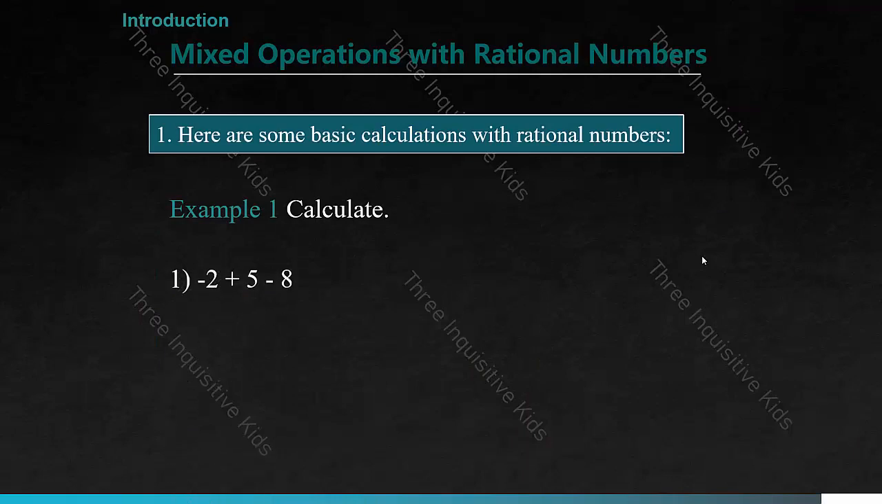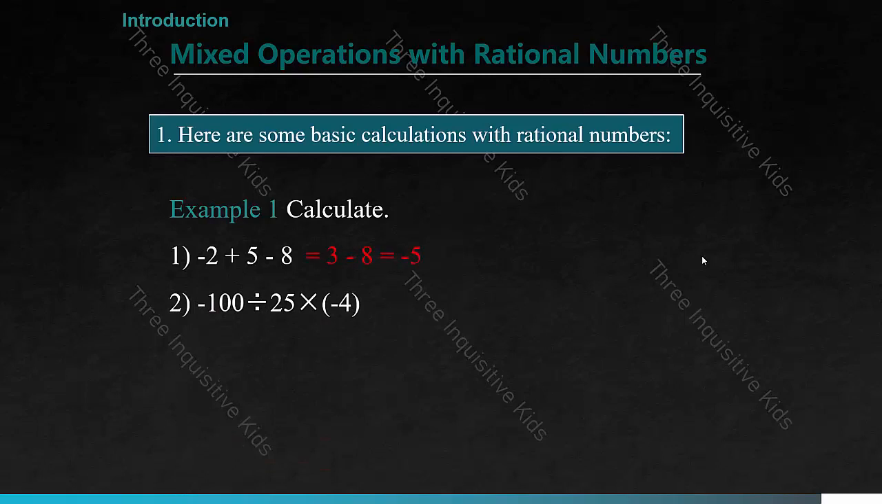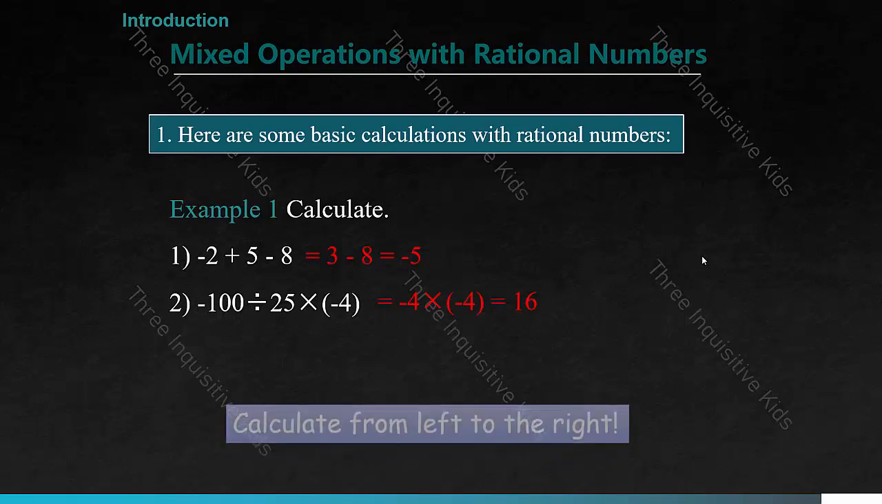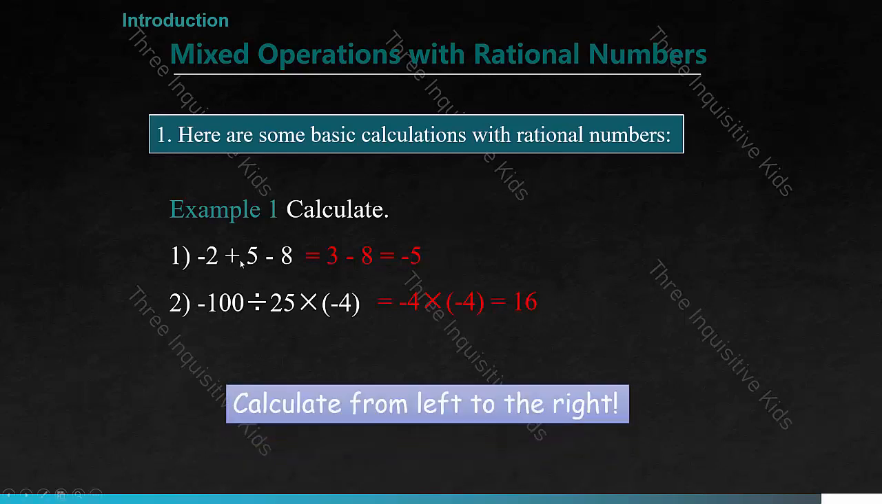I want you to calculate these 2 expressions. The first one is negative 2 plus 5 minus 8, which equals 3 minus 8, which equals negative 5. And for the second problem, we have negative 100 divided by 25 times negative 4. That's the same thing as negative 4 times negative 4, which gives us positive 16. You can see that here we have addition and subtraction and division and multiplication. So all we had to do was calculate from left to right, so we would be in the right order.